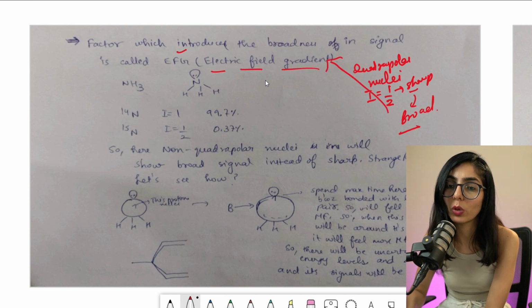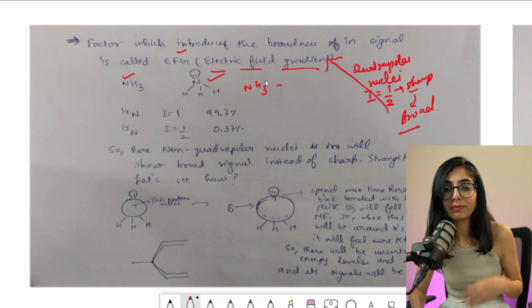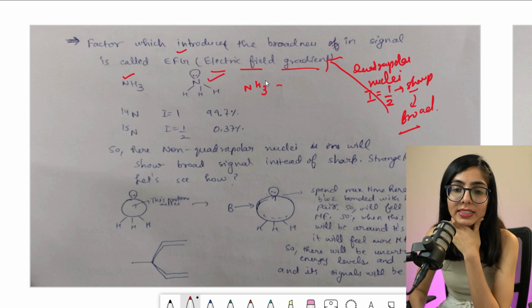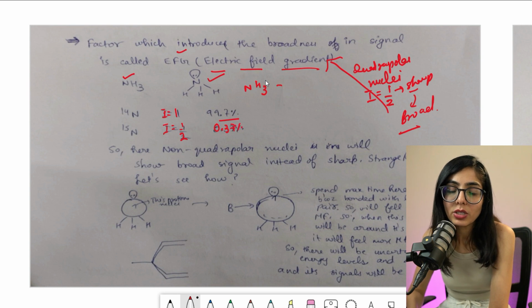Let's study what electric field gradient is. Suppose there is ammonia, NH3. The structure is this: 14N, I equal to 1 over here, and it is 99.7% abundant. 15N, I equal to half, is 0.37%. Clear? So here non-quadrupolar nuclei will show broad signal instead of sharp signal.